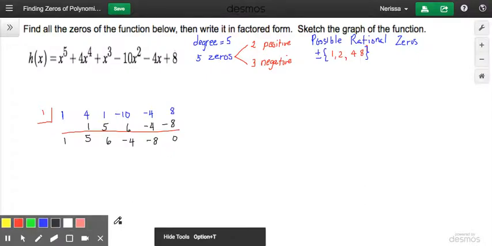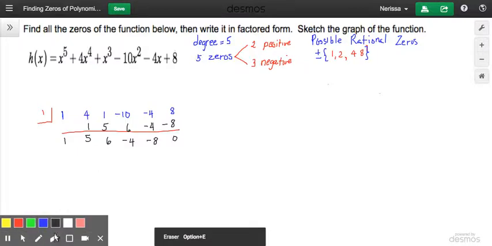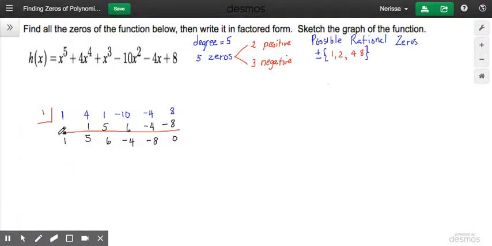So we found 1 zero out of the 5. So that means there's 4 more to find. So let's see. Is negative 1 gonna work? So let's find out.